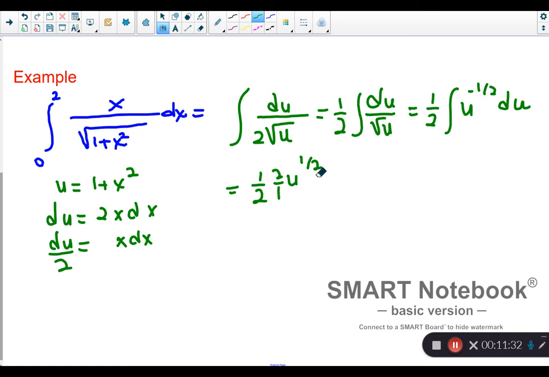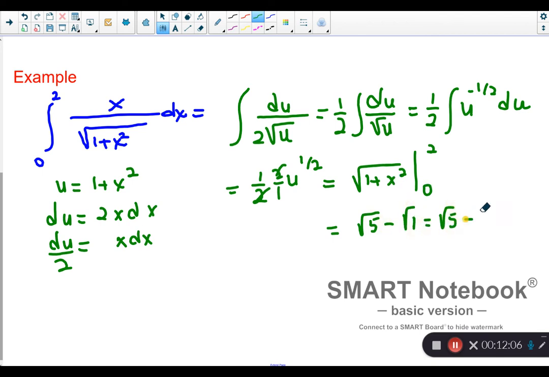So we could put a plus c, but because I know limits are coming along the way, I'm not going to put the plus c right now because we're going to put the limits very soon. So the 2's cancel. We have u to the 1/2, which is the square root of u. And instead of putting u here, I'm going to put 1 plus x squared. And now the limits, 0 to 2. So all we have to do is plug in the upper limit minus the lower limit. Plug in the upper limit, you get 2 squared plus 1, which is 5. Minus plug in the lower limit, square root of 1, which is 1. So we have root 5 minus 1 as our final answer here.